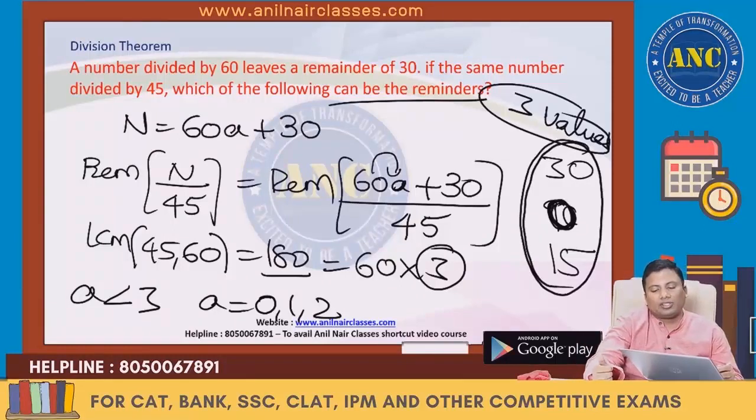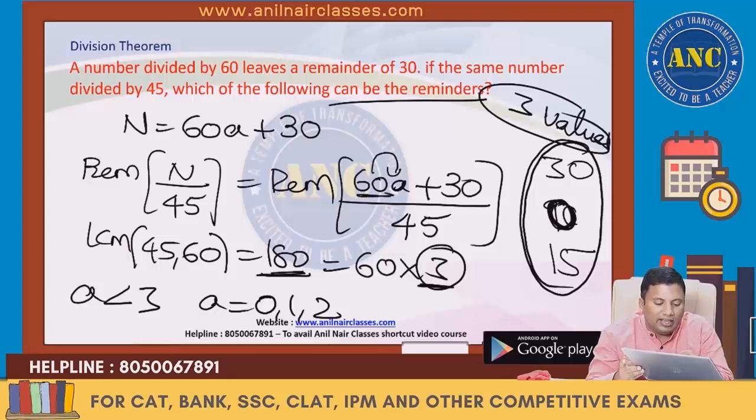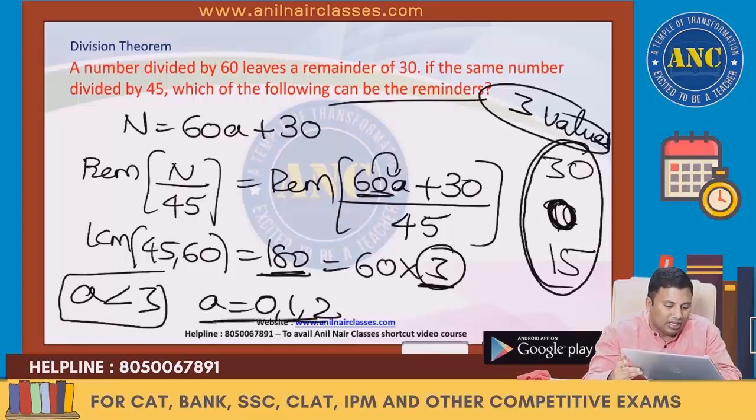These are all the remainders that you will get: 30, 0, 15. Again I am telling you how to find the upper limit of A. What is the multiple that is common to 45 and 60, which is 180. 180 goes how many times in 60? 3 times. So A has to be less than 3. A will be 0, 1 and 2. I hope the idea is clear.